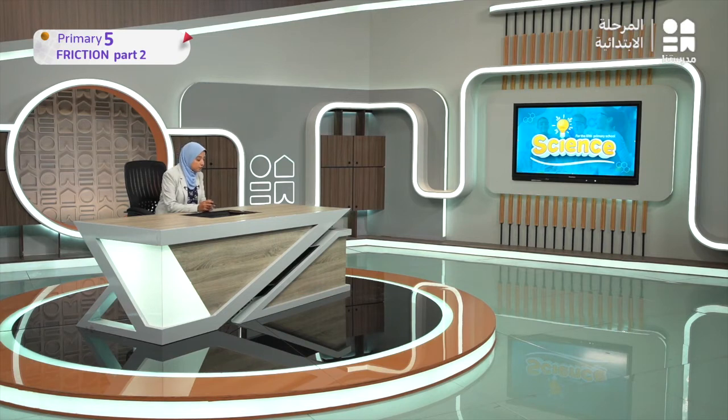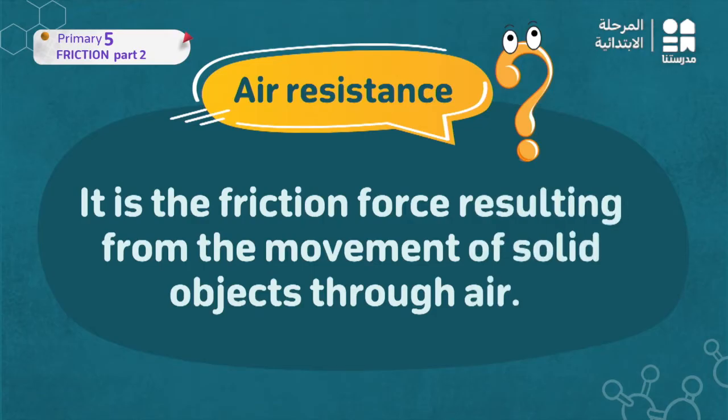What is the definition? Air resistance is the friction force that results from the movement of a solid object through air. It is a normal type of friction force, but it comes from the movement of a solid object through air.